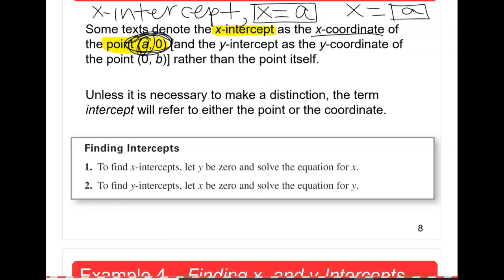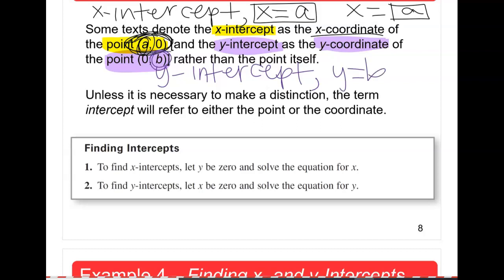So please be careful with your notation. Now for the y-intercept, same case. Some textbooks, instead of using the whole point (0, b), just use the y coordinate. So in this case, the y-intercept is going to be y equals, and I'm going to use the letter b because that's the example we have here. But remember, b and a are representing numbers.